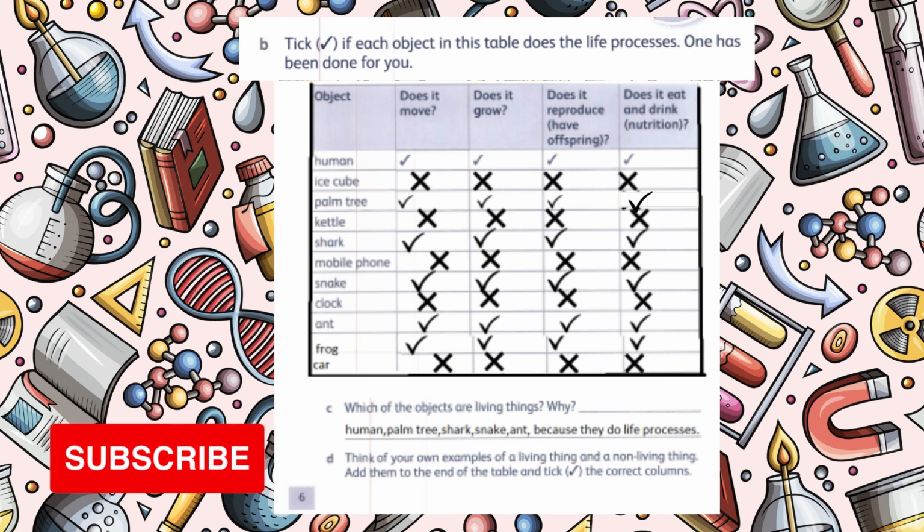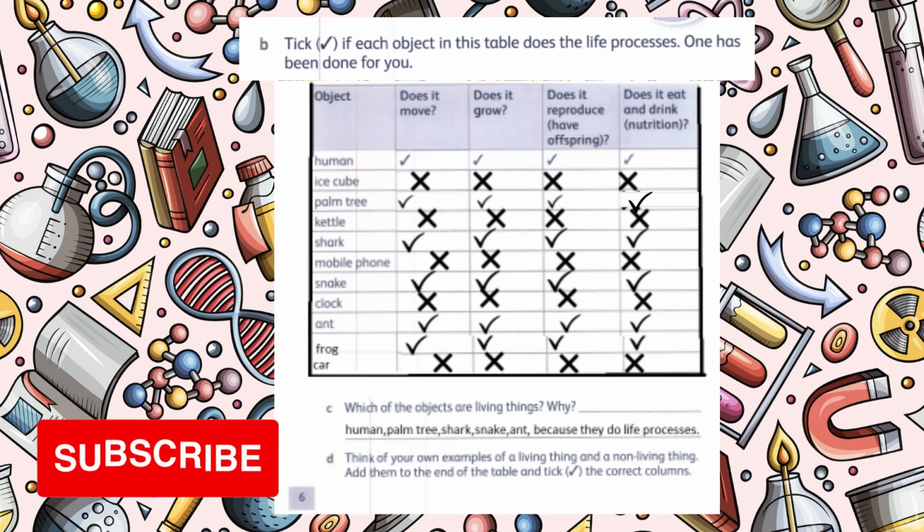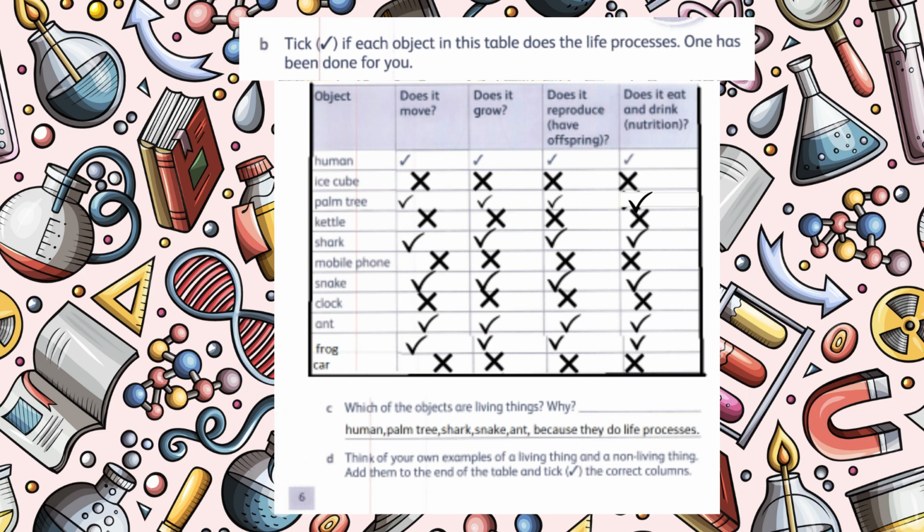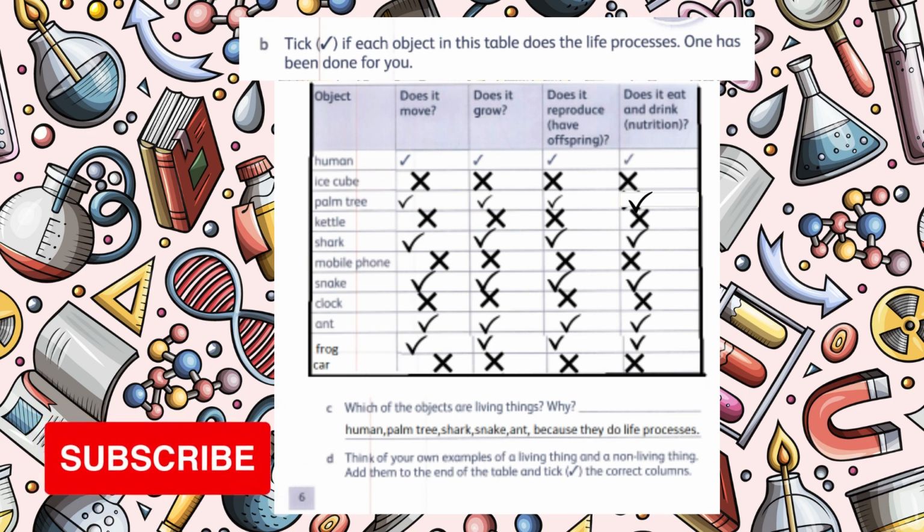Now page 6, exercise B. That was page 6, exercise A. We have done that. Now B: tick if each object in this table does the life processes. One has been done for you. You can see the objects: human, ice cube, palm tree, cattle, shark, mobile phone, snake, clock, and frog and car. I have added these because in D, think of your own examples of a living and non-living thing. Add them to the end of the table and tick the correct column. So you have to make a tick in the correct column, but I have added a cross as well for you so you can see all this.